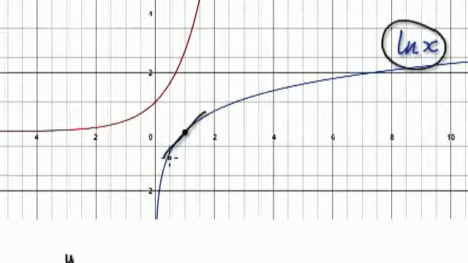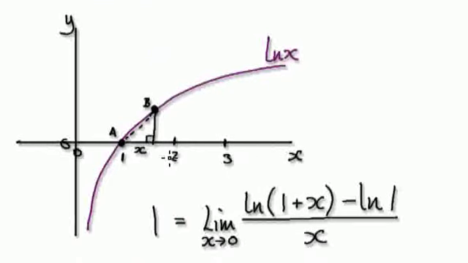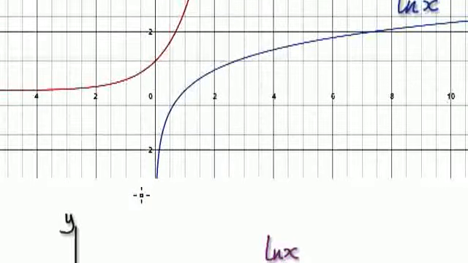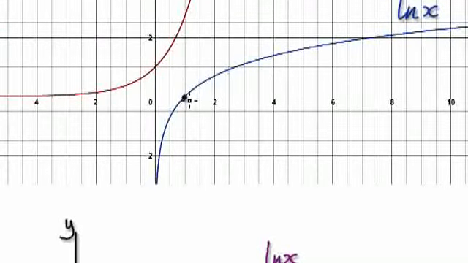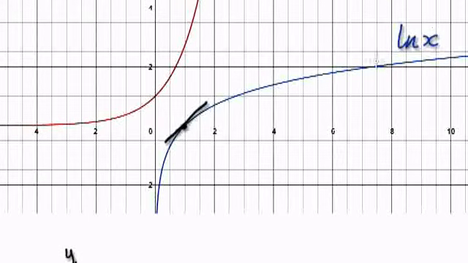So set up our normal routine here. Our normal routine is to set up 2 points, A and B here. Don't forget, we know the gradient here is 1. Looking at the natural log here, the gradient here is 1.